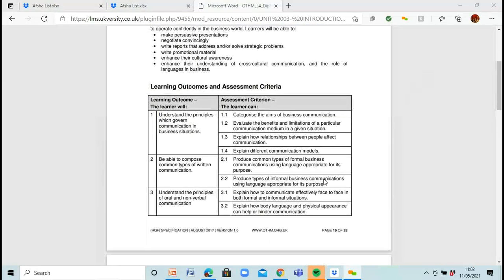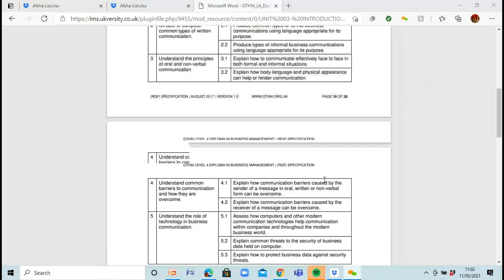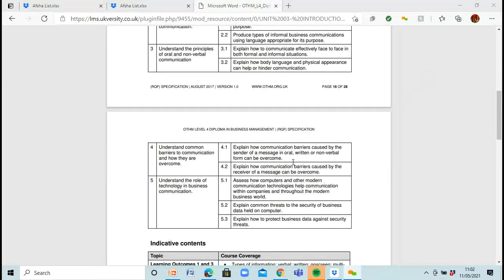So we're looking at learning outcome 4 now. So we're almost at the end. We've got today and tomorrow, then we'll have looked at all of the learning outcomes. So learning outcome 4 is understand common barriers to communication and how they are overcome.